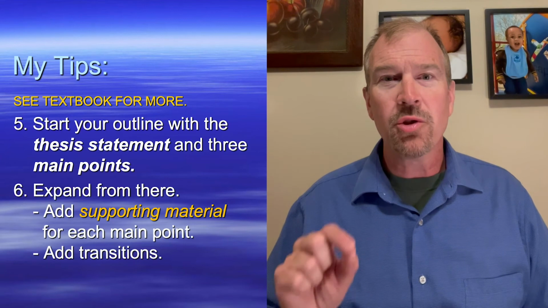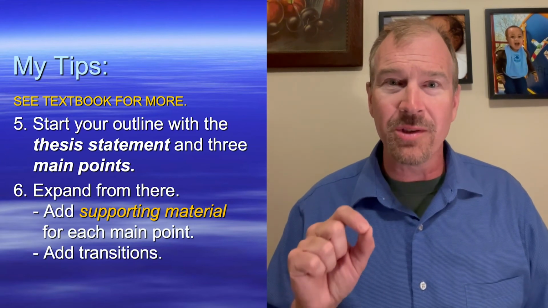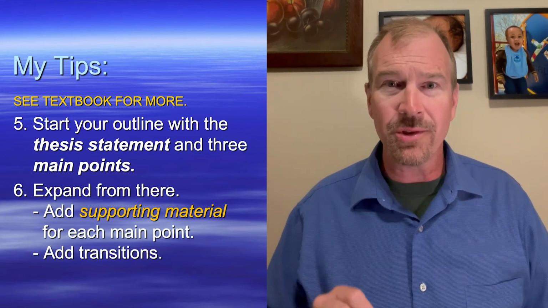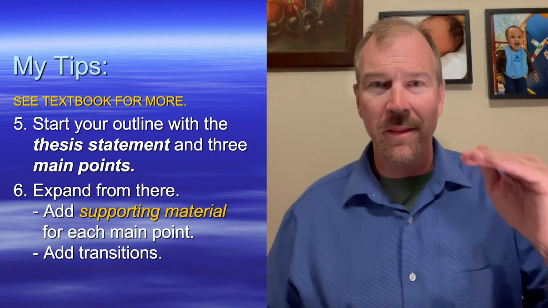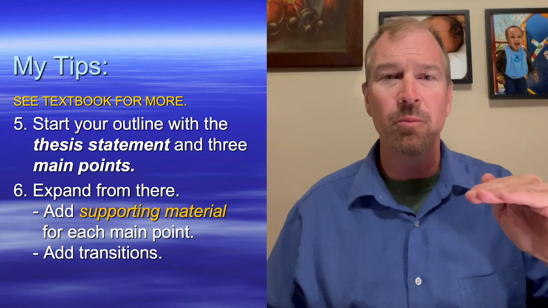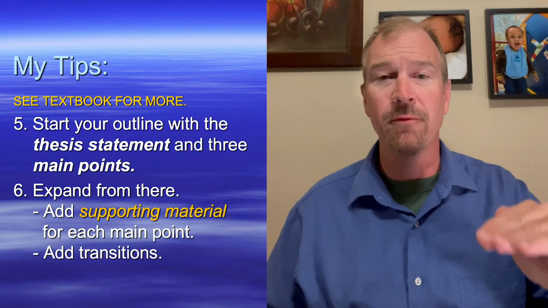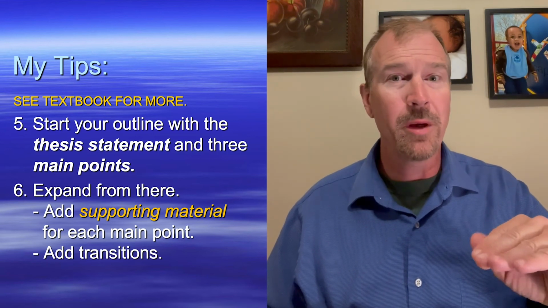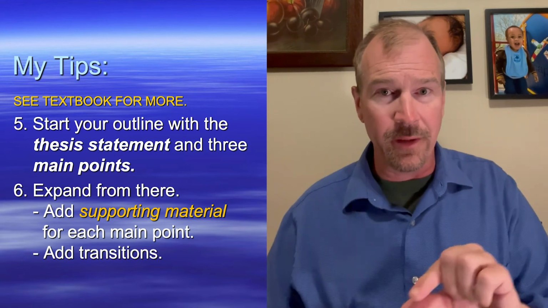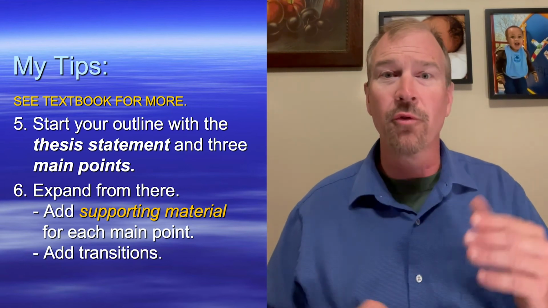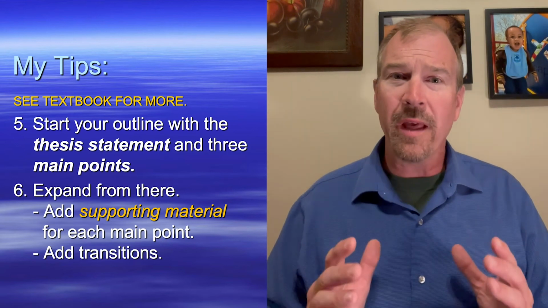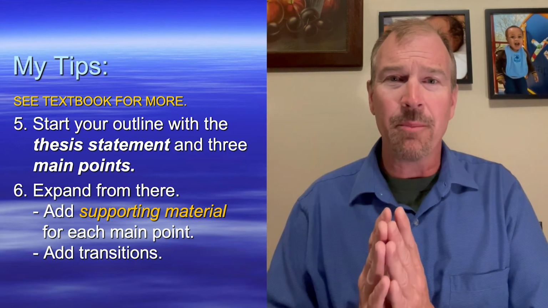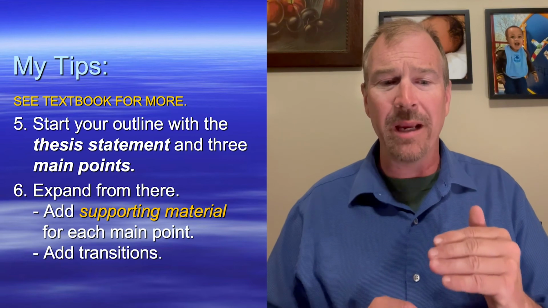Number 5, start your outline with the thesis statement and your 3 main points. Then expand on it from there. Here's my thesis statement. I want to tell people about the game of football. My 3 main points are offense, defense, and special teams. All right, those are my 3 things that I need people to know about. So after that, I will expand my topic. I will expand on each main point.